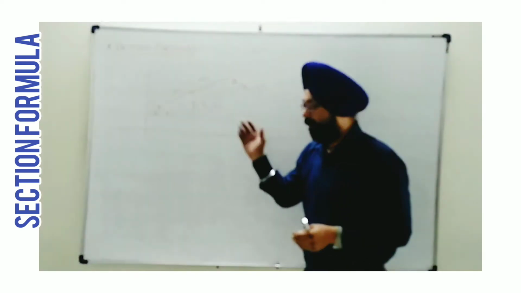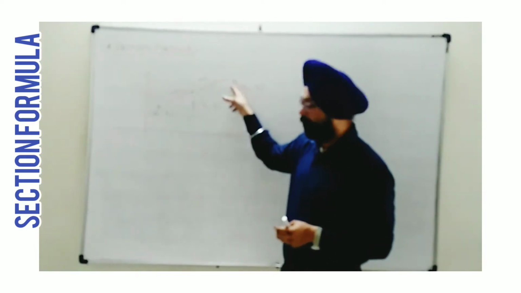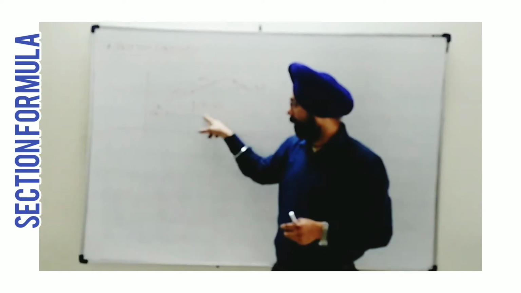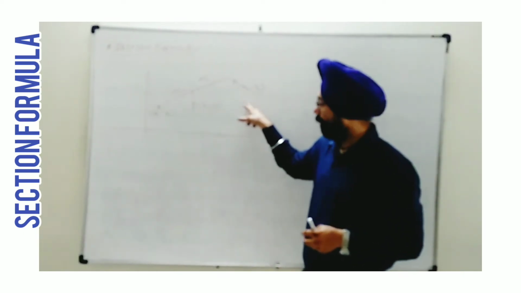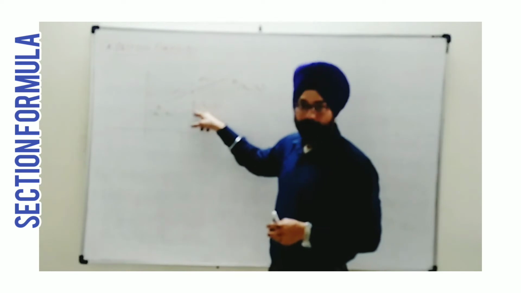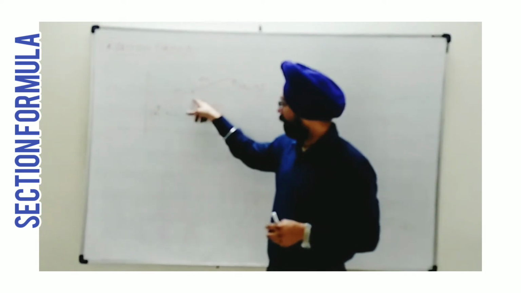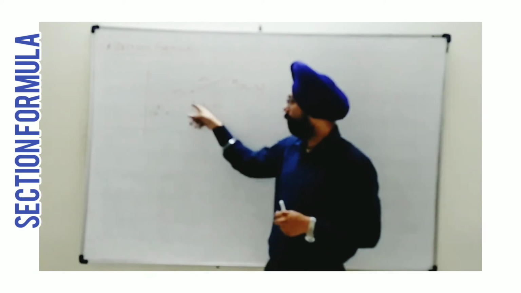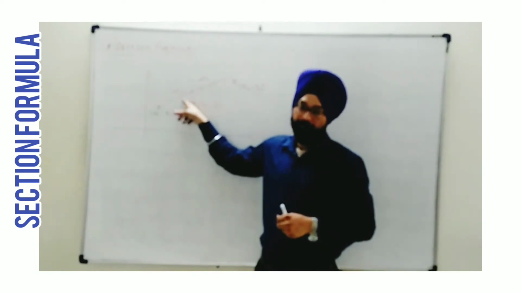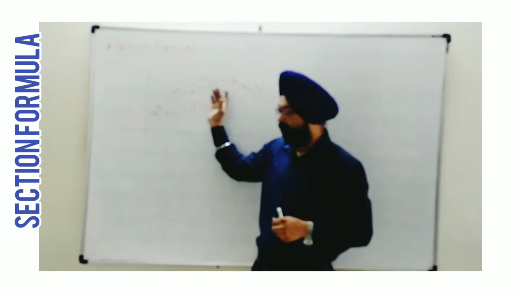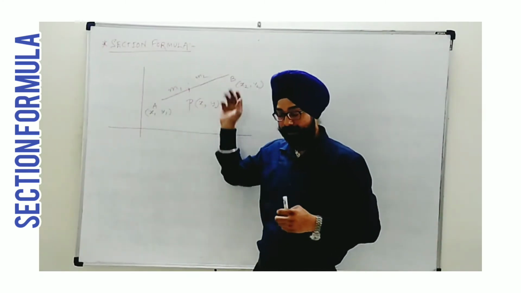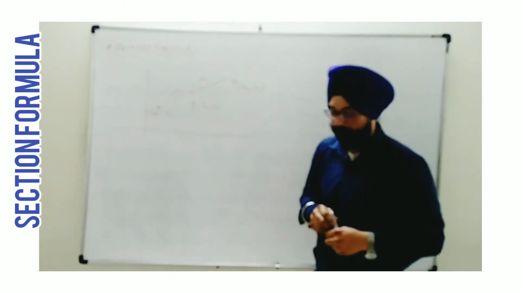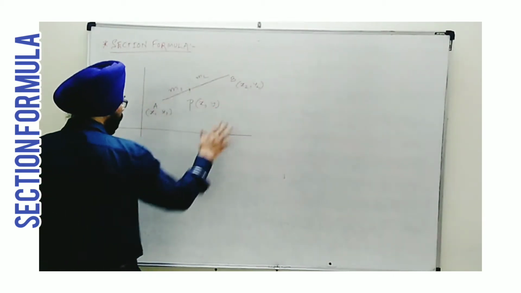So here I have taken 3 collinear points A, P and B with the coordinates respectively as x1, y1, x, y and x2, y2. I consider that P divides the join of AB in the ratio m1 is to m2. Also, you should be careful. In this situation, I have taken m1 on the left hand side of P and m2 on the right hand side of P, with respect to P. So, how do we relate all these things?